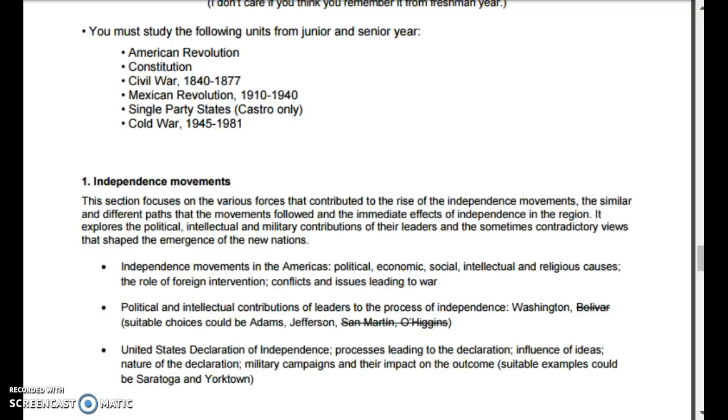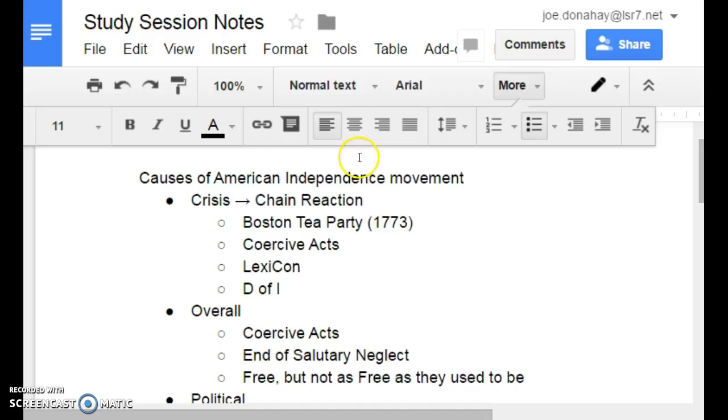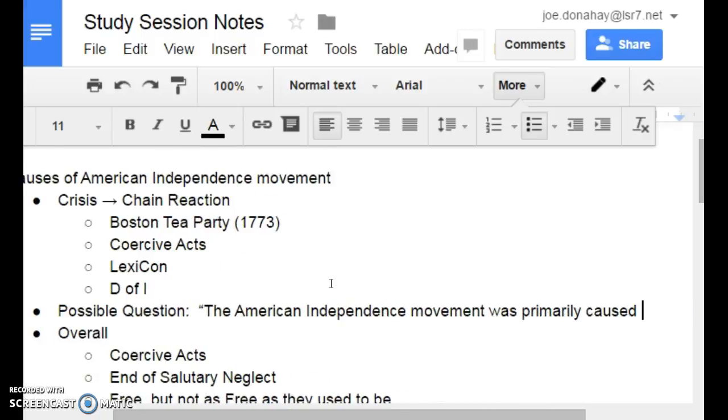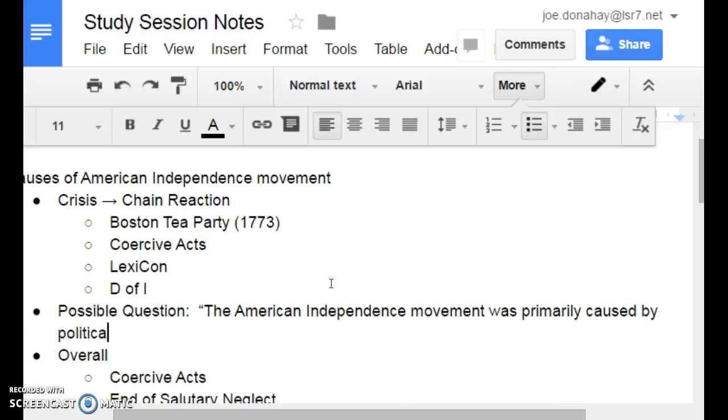If we look back at our curriculum bullet point, the type of question we might get, independence movements in the Americas, political, economic, social. A common question on this bullet might look something like this, such as, I guess I can type that for you. Possible question. We'll say the American independence movement was primarily caused by political factors. To what extent do you agree? Something like that. It could be economic factors.